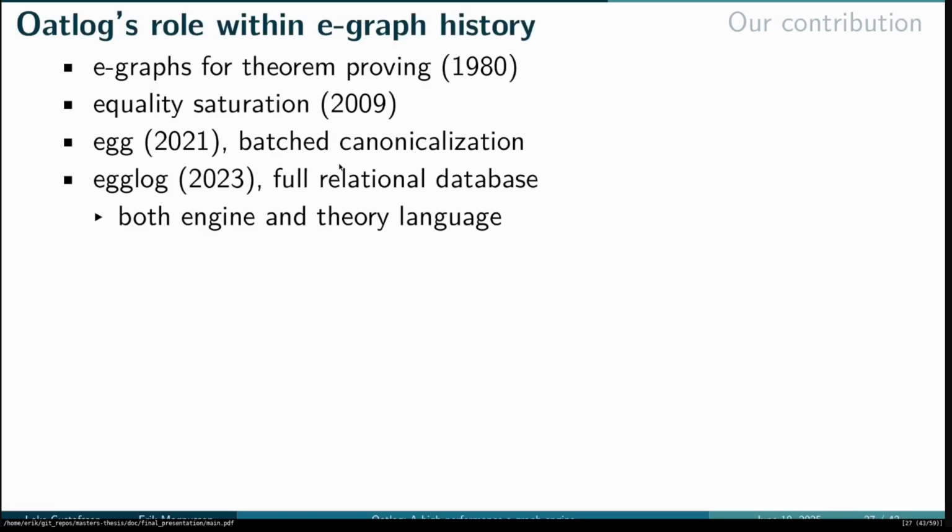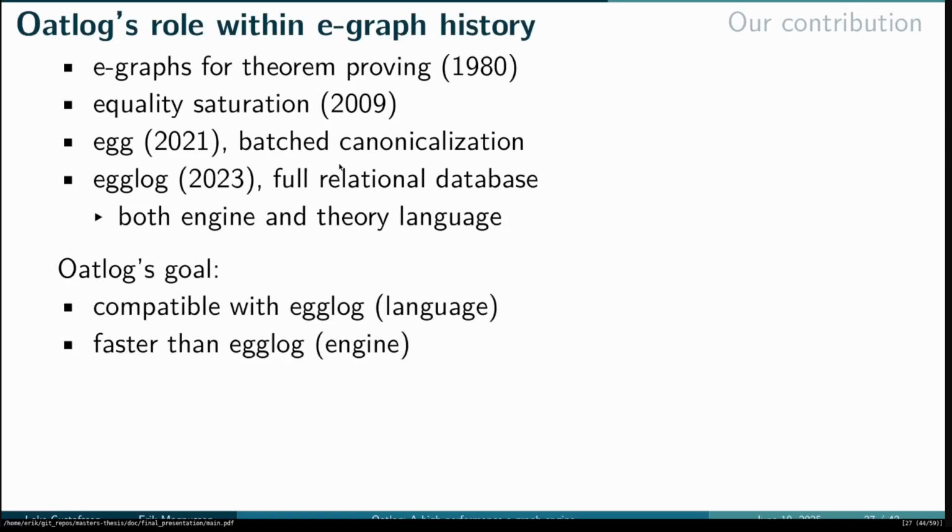Yeah, it's notable that Egglog is both an engine that implements Egglog and also the language Egglog. So we also implement Egglog. And that very naturally brings us to what we have done for this half year. We have implemented Oatlog, and Oatlog is an egraph engine, and it's compatible with Egglog the language, and it's supposed to be faster than Egglog the engine, and it's to some extent both of these.